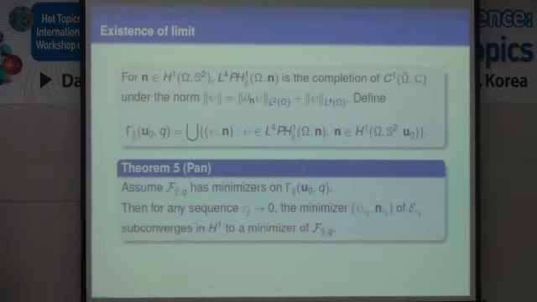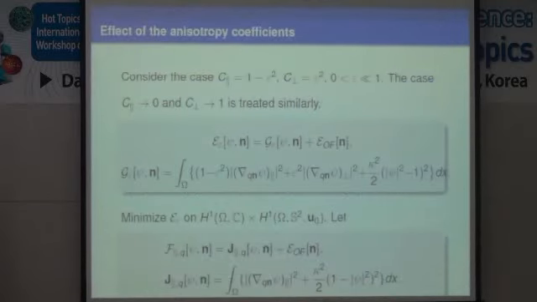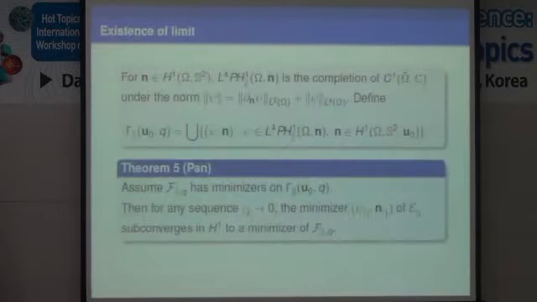Let me show you again the limiting functional. The original functional is like this. You have two terms, a parallel part and a perpendicular part, and this is defined in the H1 Sobolev space. When you take the limit, you drop this term and only leave the parallel part. So this is the degenerate functional. And if this limiting functional has a minimizer, then we can show that the sequence of minimizers subconverges to a minimizer of the limiting functional.